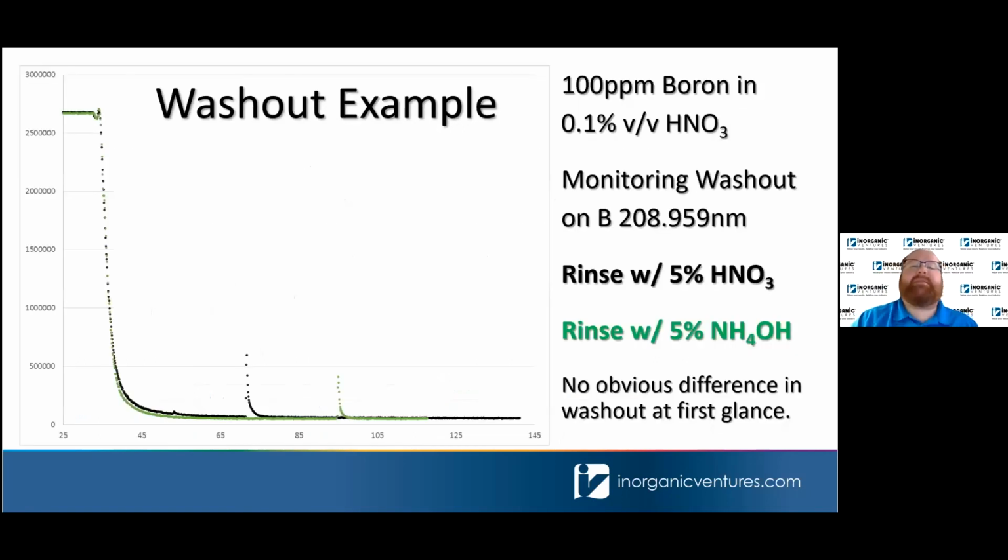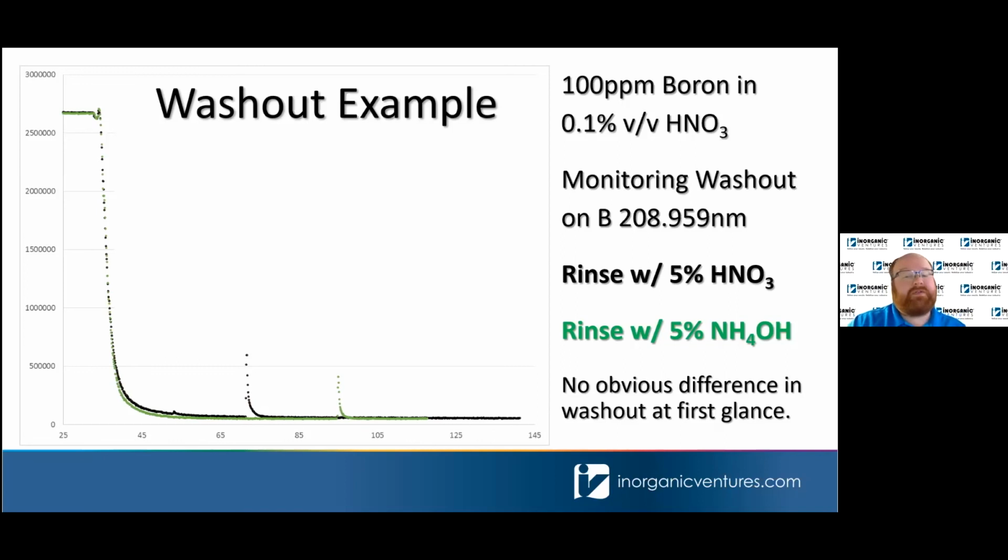So this is an example from our Spectro Arcos using the fast transient method. That's what they call it, versus the real-time display. When you hit the play button, it'll start recording. And I've normalized this graph so that 2 different rinse solutions are being done. And I've lined up the data so you can see they wash out pretty effectively. So 100 ppm boron and low nitric acid over time. We want to do nitric acid rinses. So the black line there is the 5% nitric.